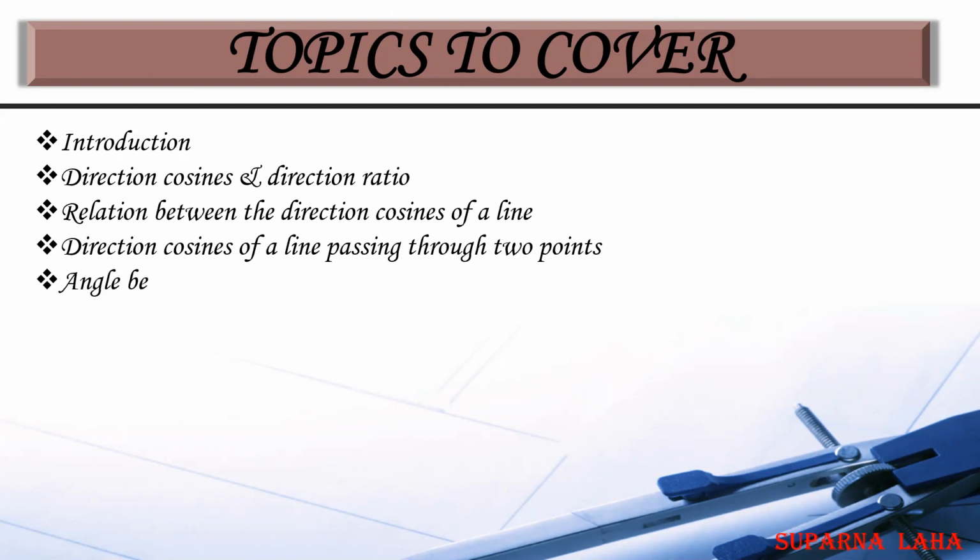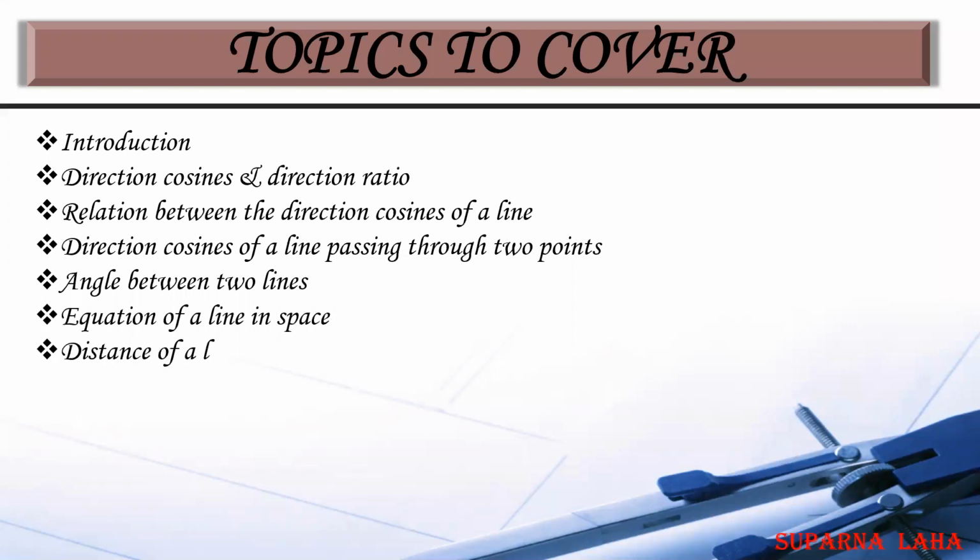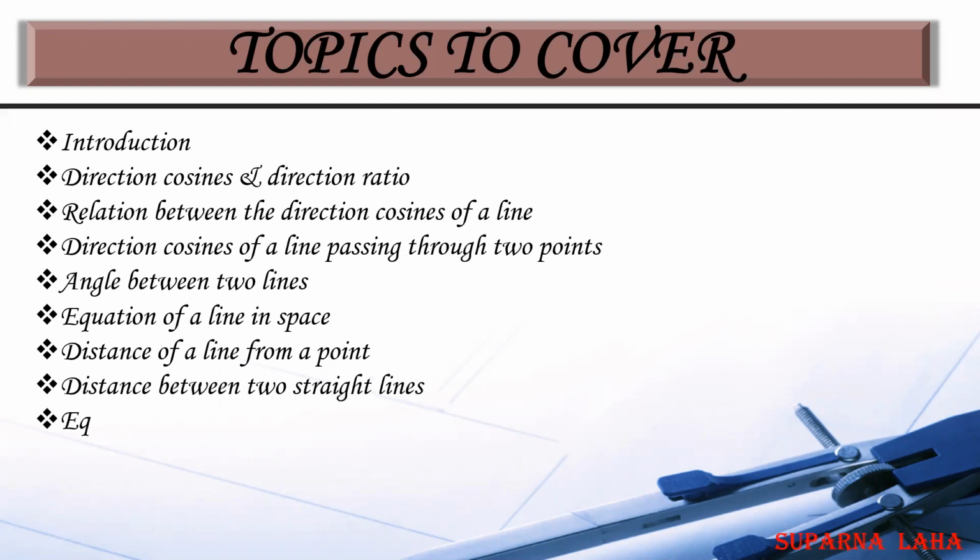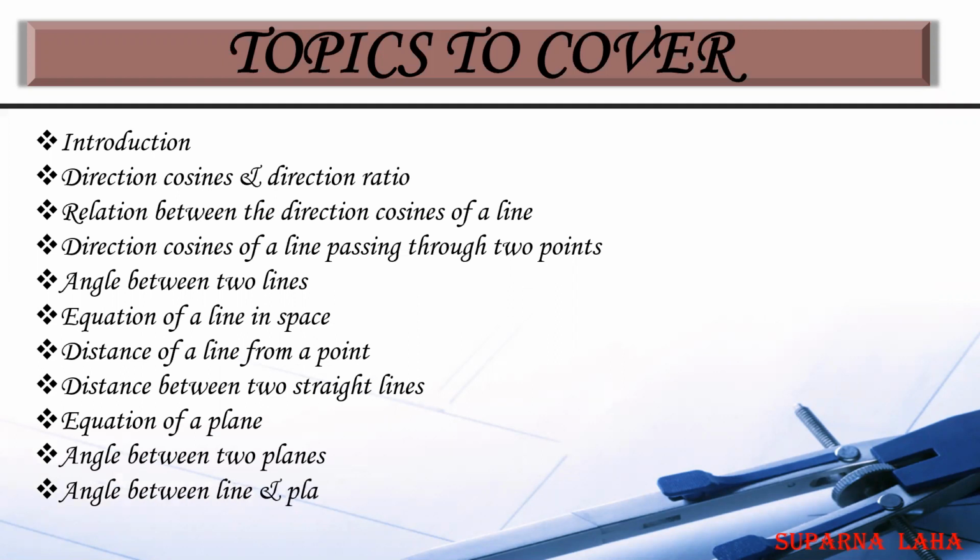Okay. Then angle between two lines, then equation of line, different forms of equation, how to represent the lines in different forms, in vector form also and in Cartesian form also, distance of a line from a point, distance between two lines, and then equation of a plane, and angle between two planes, and angle between the line and a plane. Okay, so these few topics we will talk about in this chapter.